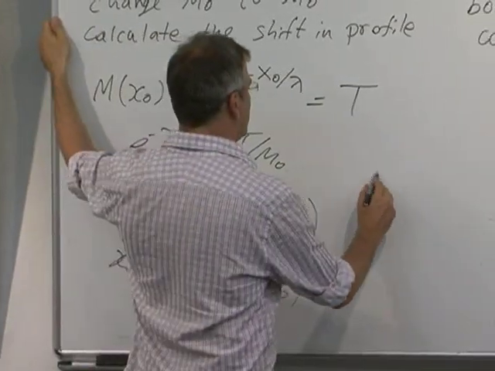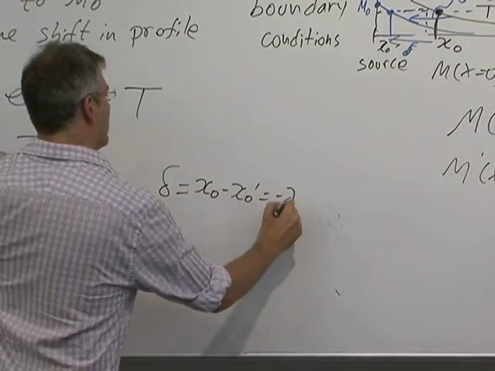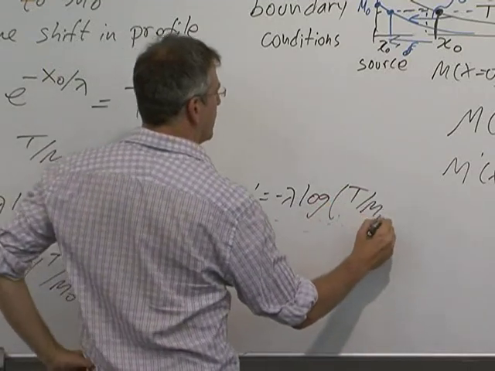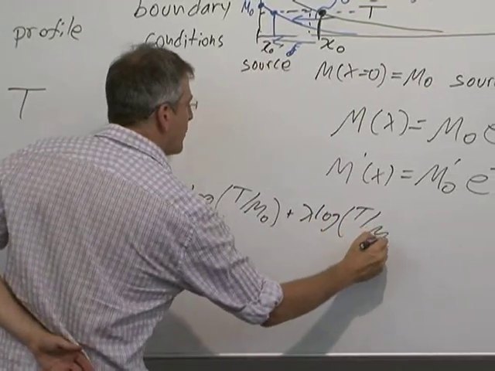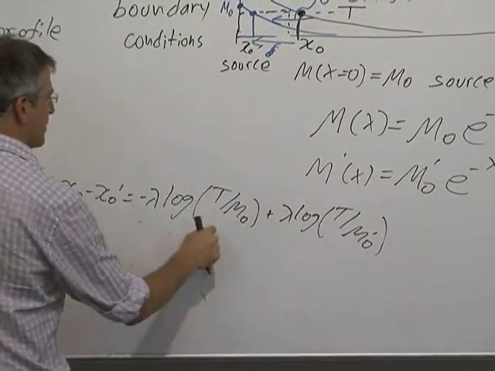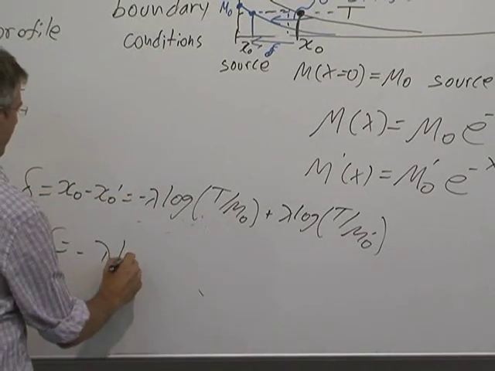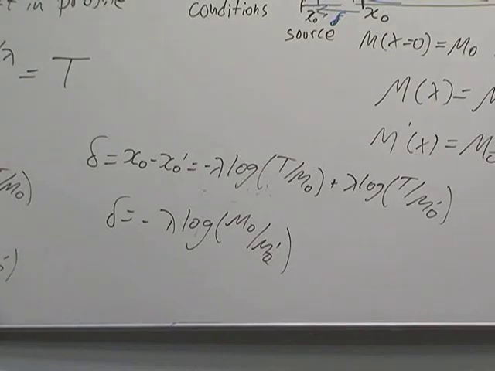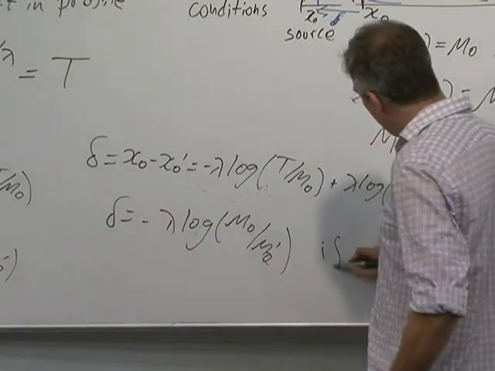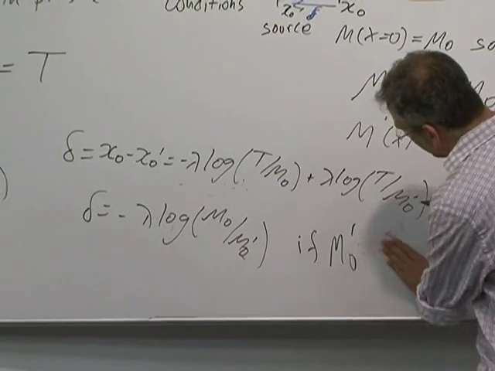And the shift, which is x0 minus x0 prime, is minus lambda log t over m0 plus lambda log t over m0 prime. And the difference, the lambda is the same. The difference between two logs is the ratio of what's written inside. Delta is just, to understand how much this is... Oh, it's without the minus.